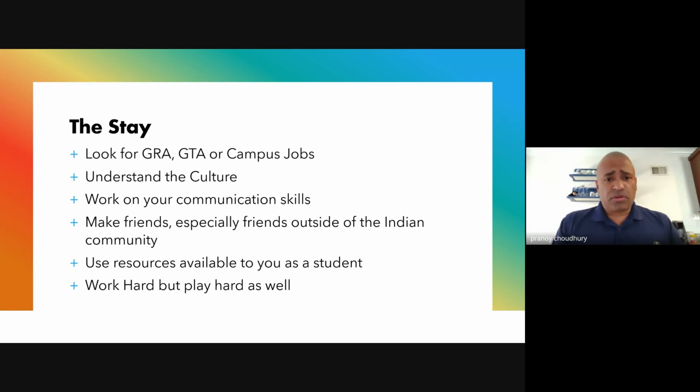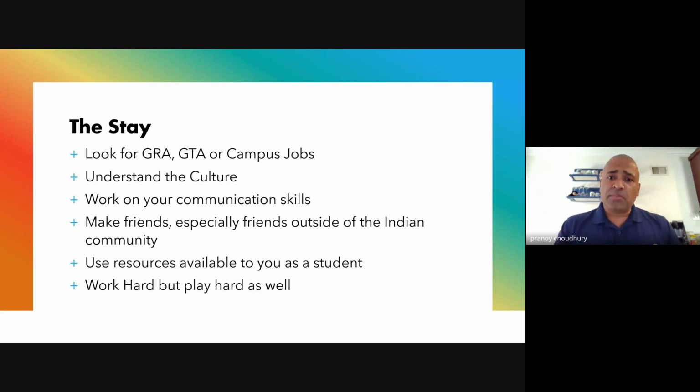Understand the culture when you're here. I got out of the shell and I interacted with a lot of American friends. I made friends with them. I mean, it's not that I was not friends with my Indian friends. I had a lot of Indian friends and a lot of American friends. So that helped me to understand the culture, helped me to understand what's going on, how to live here in this country. Work on your communication skills, very important. Reading and writing, how you speak, how you talk, how you interact. I said, make friends outside of the Indian community.